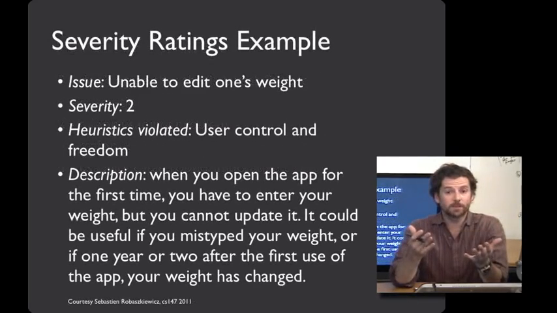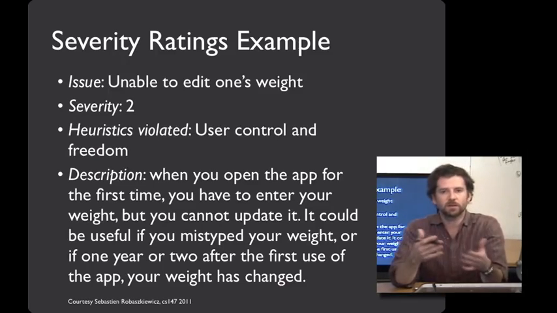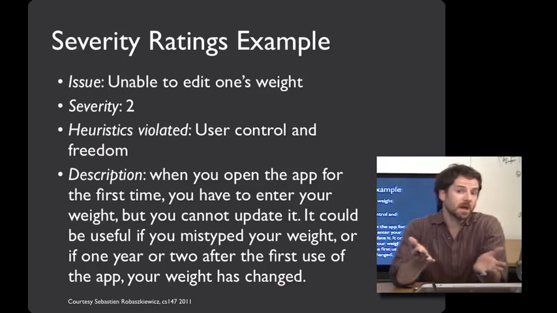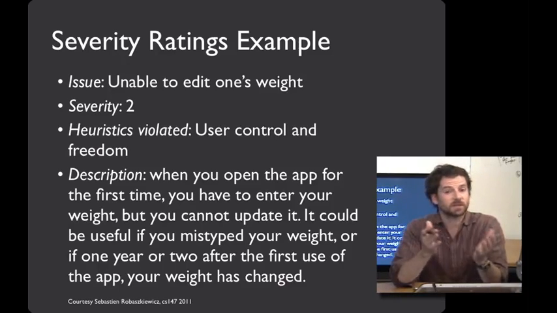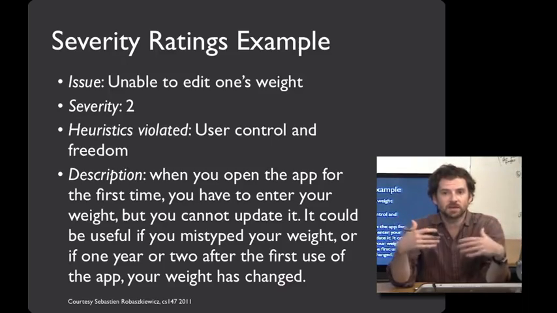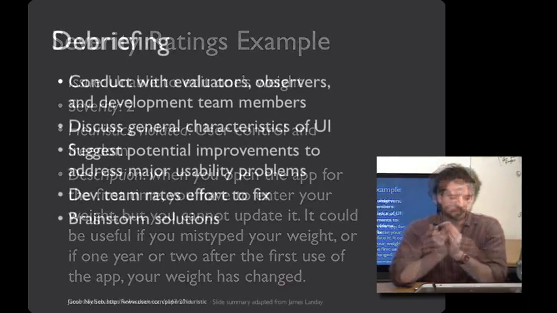And here's an example of a particular problem that our TA Robbie found when he was taking CS147 as a student. He walked through somebody's mobile interface that had a weight entry element to it. And he realized that once you'd entered your weight, there was no way to edit it after the fact. So that's kind of clunky. You wish you could fix it. Maybe not a disaster. And so what you see here is he's listed the issue. He's given it a severity rating. He's got the heuristic that it violates. And then he describes exactly what the problem is.